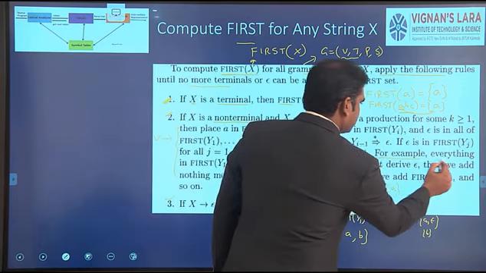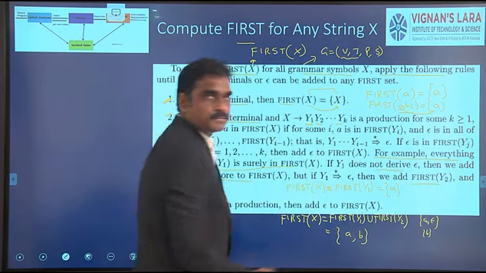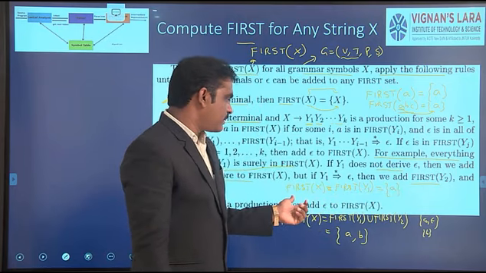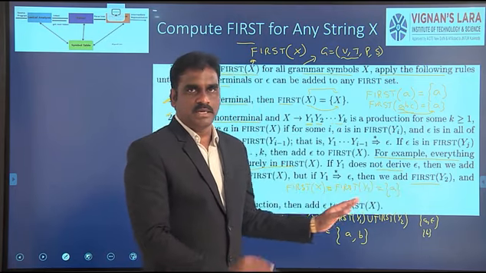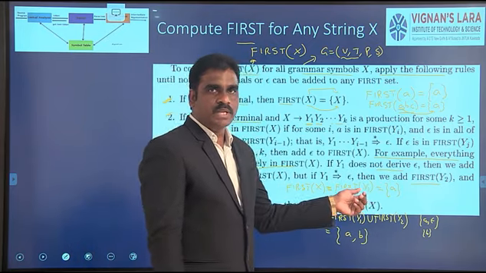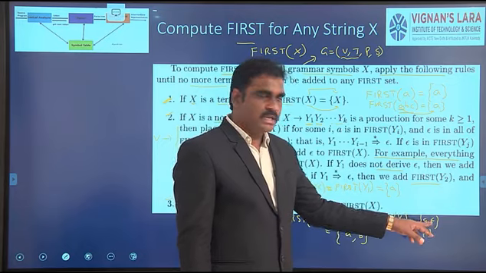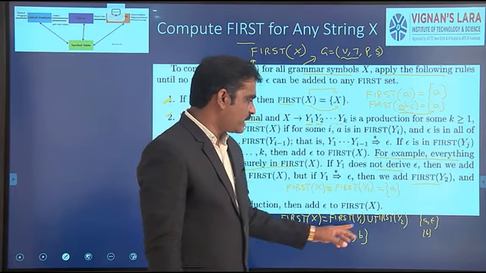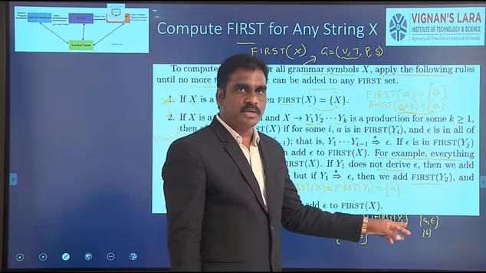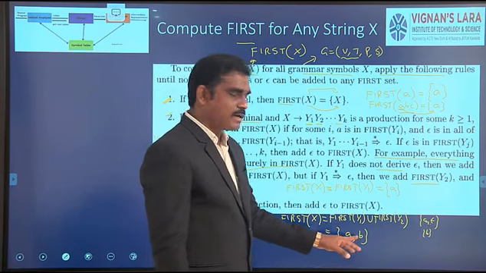Okay, this is the point. If first of y1 does not contain any epsilon symbol, then first of x equals a only. That is the answer. And the second possibility is, suppose the first of y1 answer is, for example, a comma epsilon. That means the first of y1 contains an epsilon symbol. Then at that time you can add the second symbol also, that is, union first of y2. In this case y2 value is b. So the answer is a comma b.